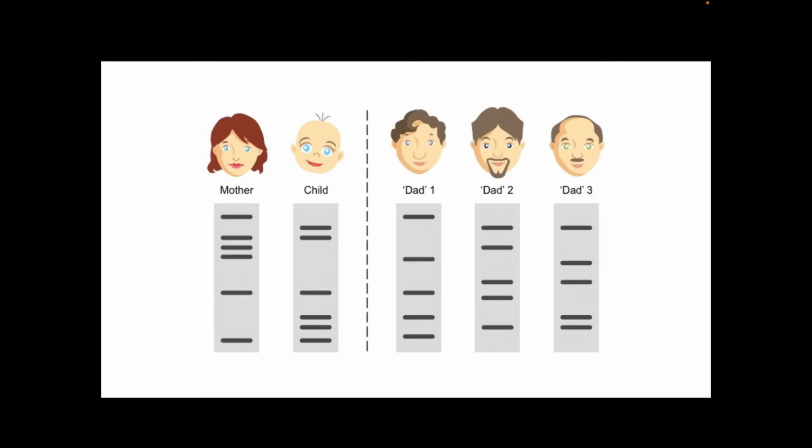Now if we look across, Dad 1 only has one of those bands. Dad 2 has the first band and has one of the 2 bottom bands. Dad 3 has the first band and both of the bottom bands. Therefore, Dad 3 is most likely to be the father.